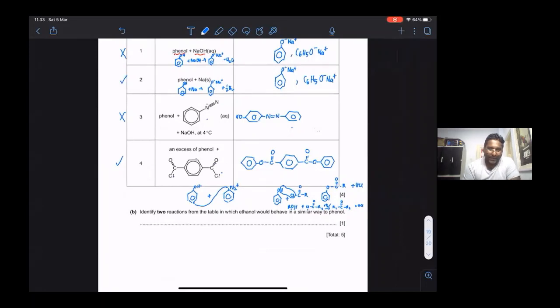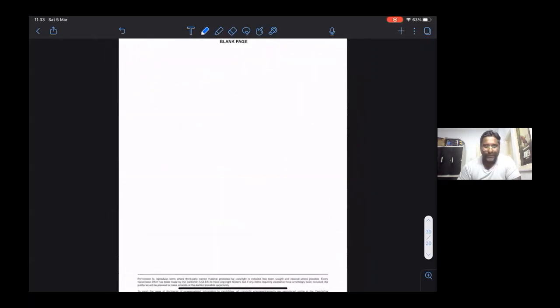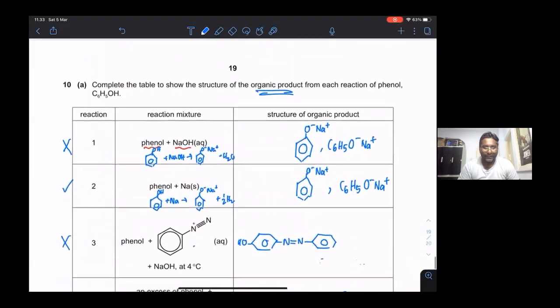So maybe I'll just say reaction with sodium and reaction with, you can draw if you don't know the name. Just draw. Just put this here. That's all. That will be completing this particular question.